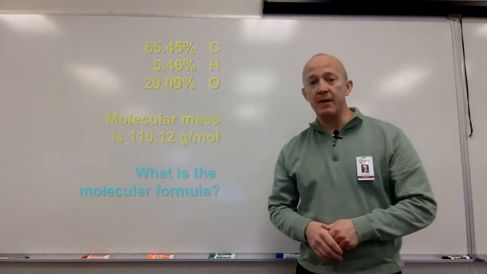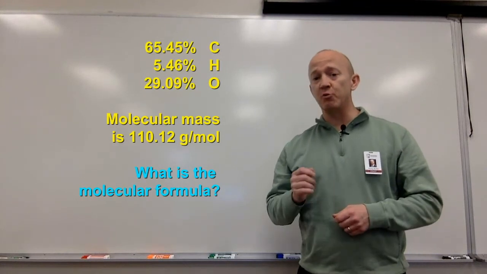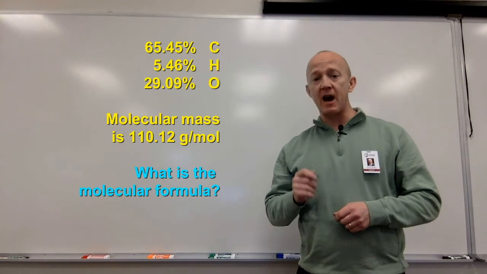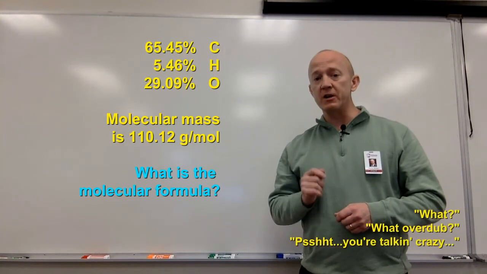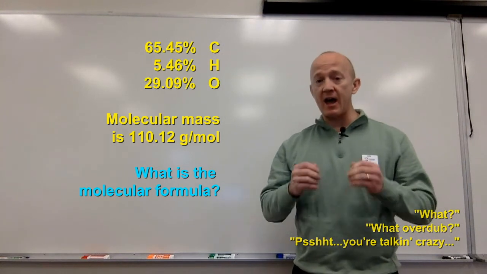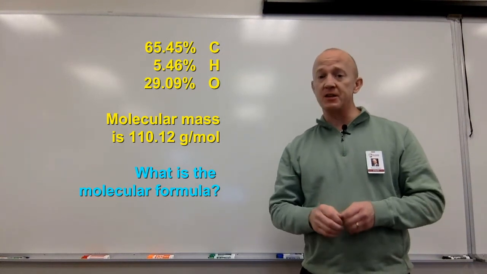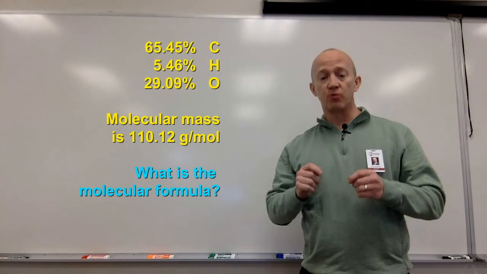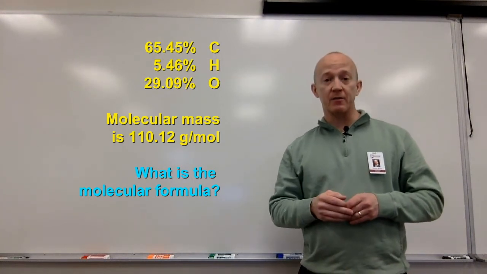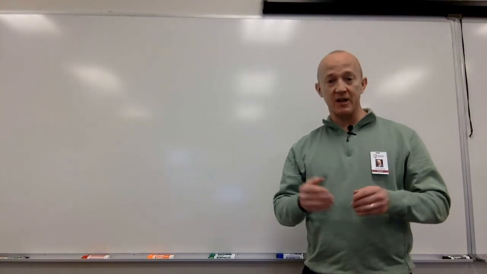Okay, here's your challenge for homework. Let's say you have a compound and it is 65.45% carbon, 5.46% hydrogen, and 29.09% oxygen. Through experimentation, you find that the actual molecular mass is 110 grams per mole. What is the molecular formula of that compound? You can put your answers in the LMS.